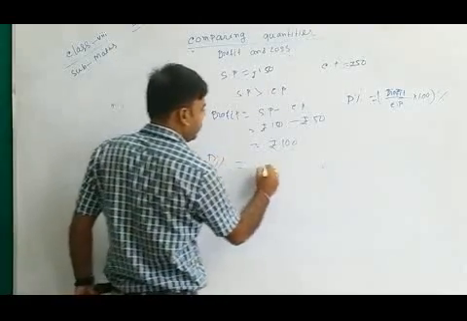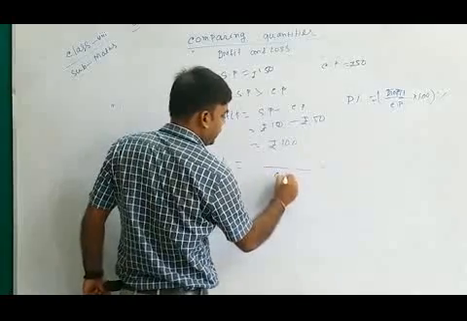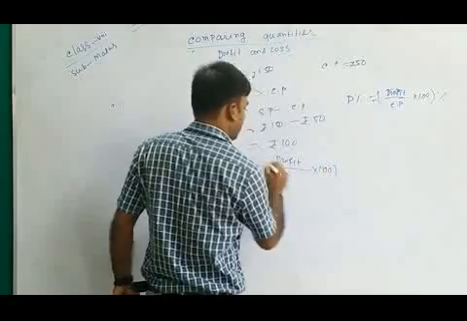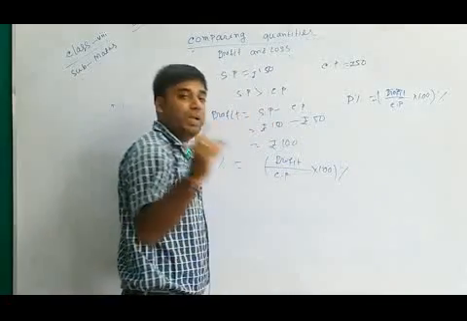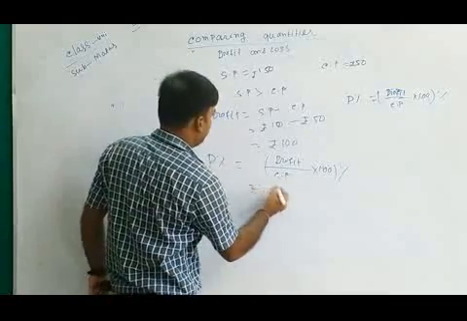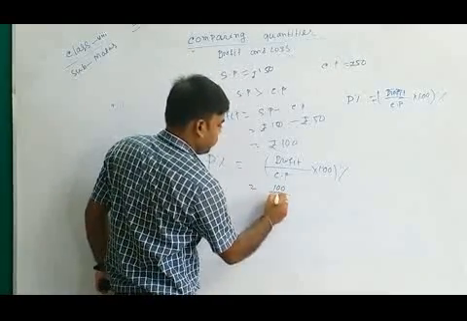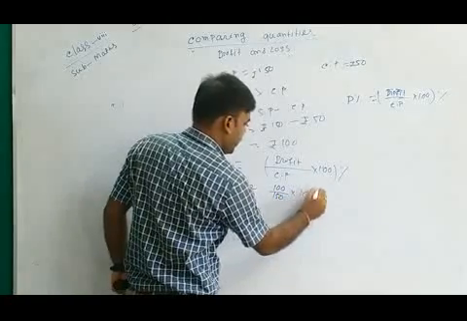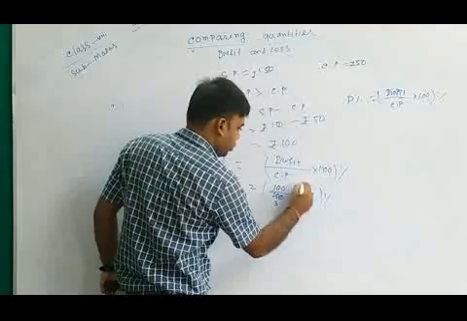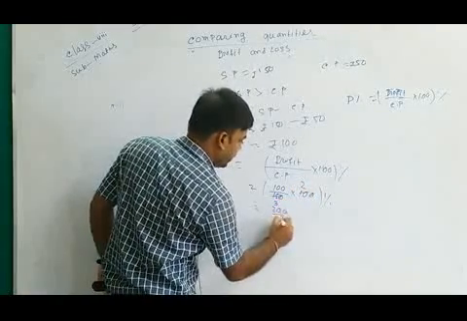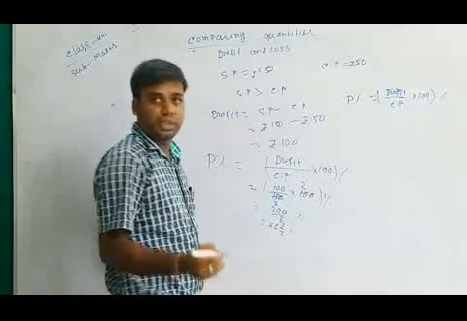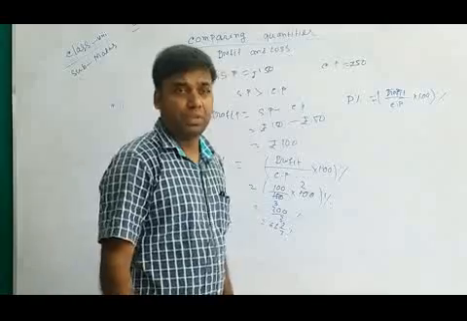Now what will be the profit percentage? Profit percentage equals profit by CP into 100 percent. After completing the bracket, you must give the percentage sign. So profit 100 by CP 50 into 100, that gives 200 percent.